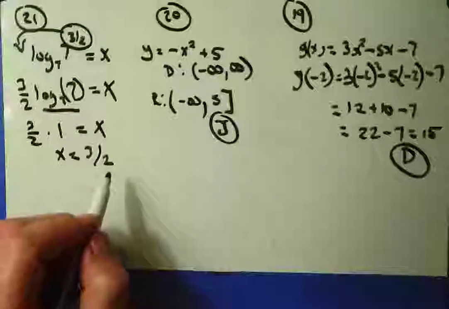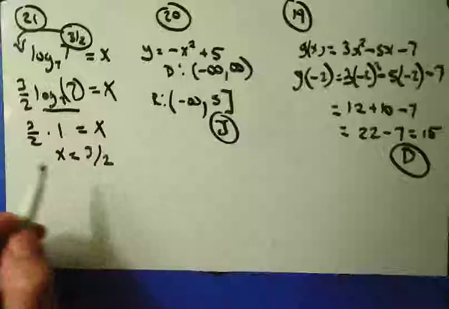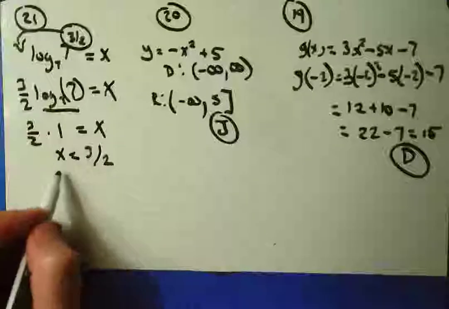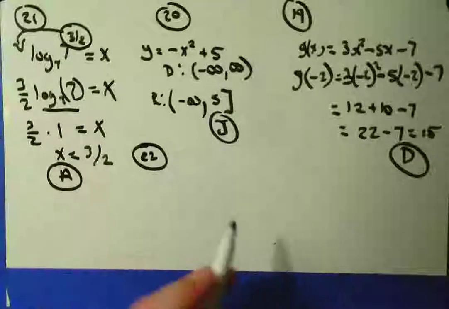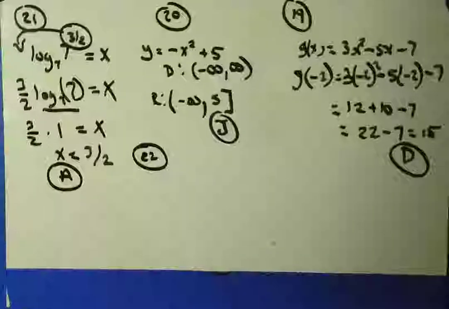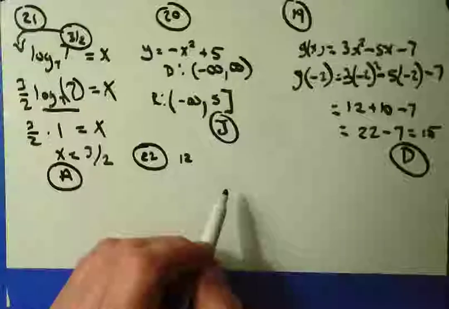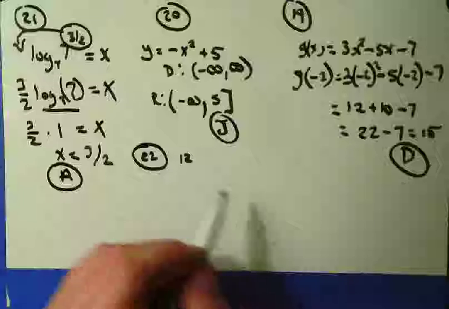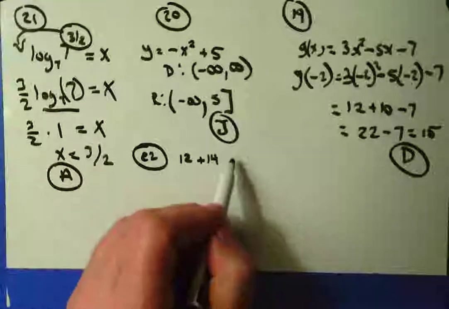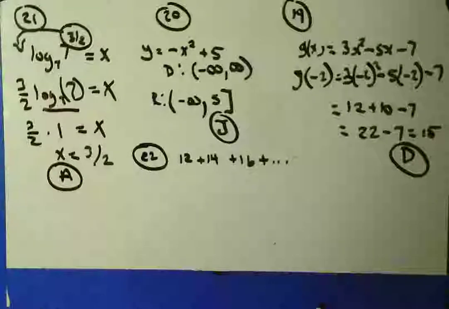And so the question says here, x is between which consecutive integers? Well, 1.5 is in between 1 and 2, so choice A for number 21. And how about 22? 22 says, on her first day of ACT prep, Winnie answered 12 questions, and each consecutive day she answered 2 more. So 14, and then 16, and then this pattern will continue.